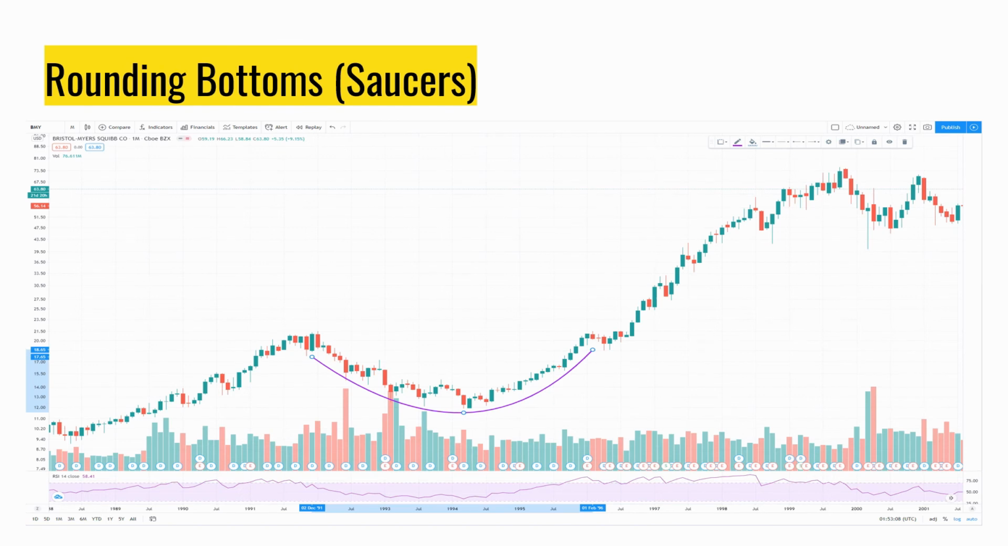Let's look at this example. This is BMY, and we see a rounding saucer that lasted from December 2nd, 1991 to February 1st, 1996. As you can see, this pattern takes a long time to develop, and trading this type of pattern is very difficult.